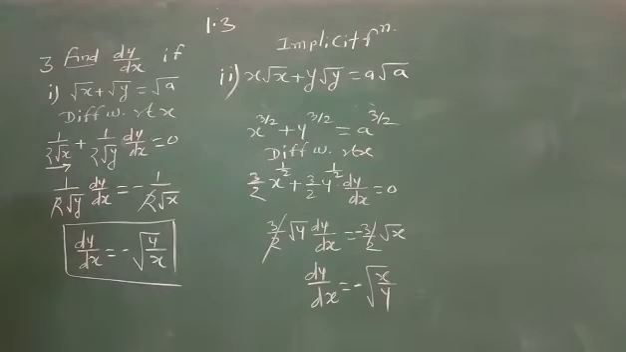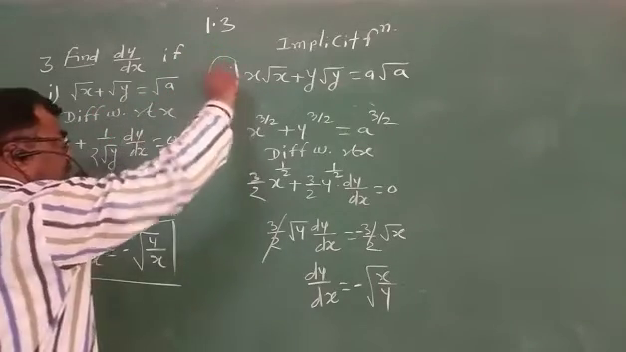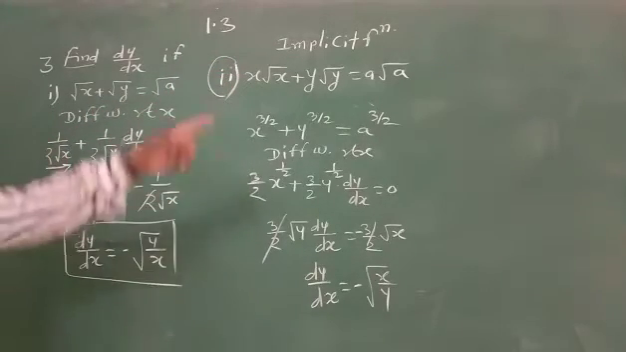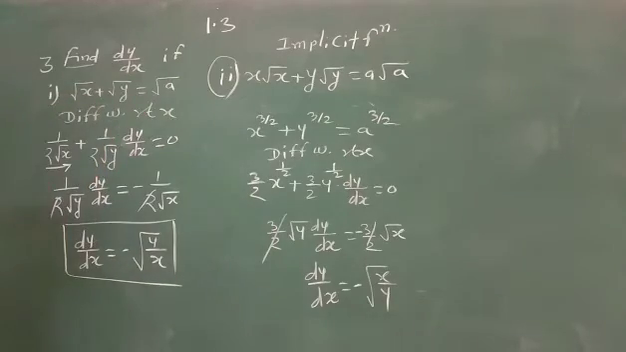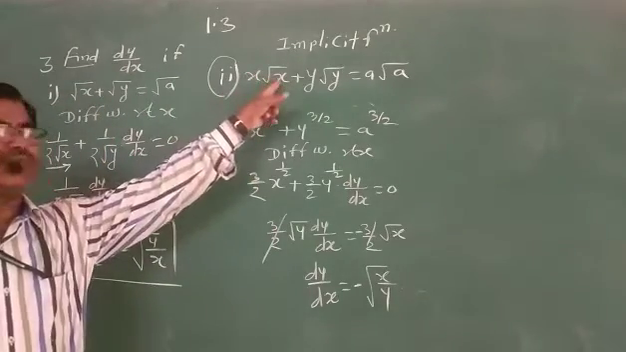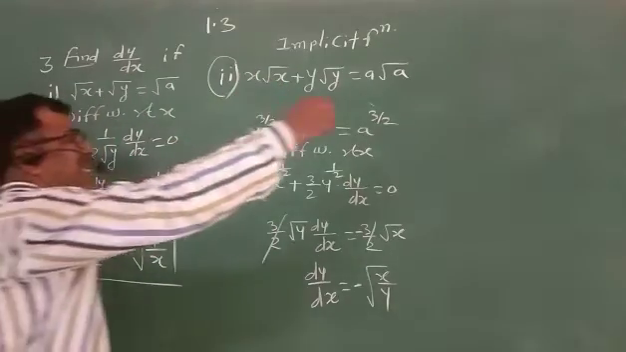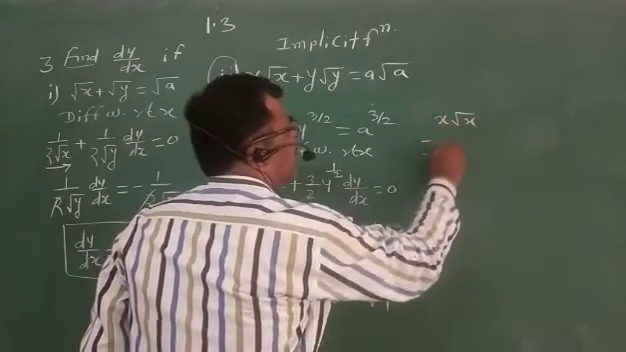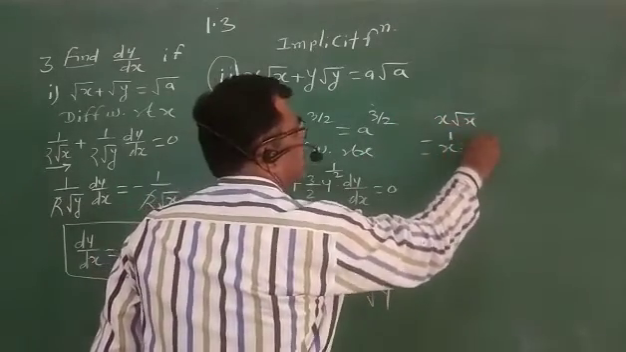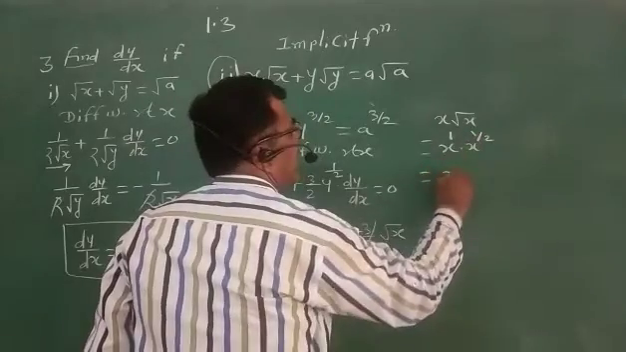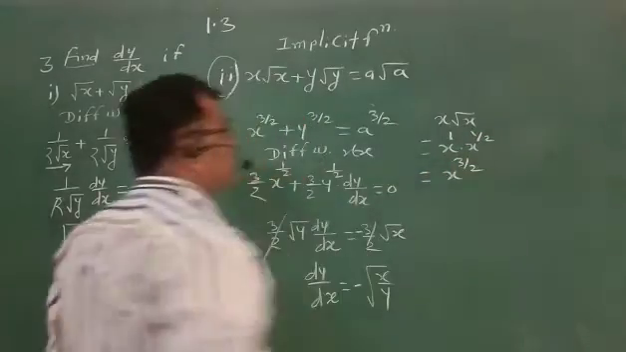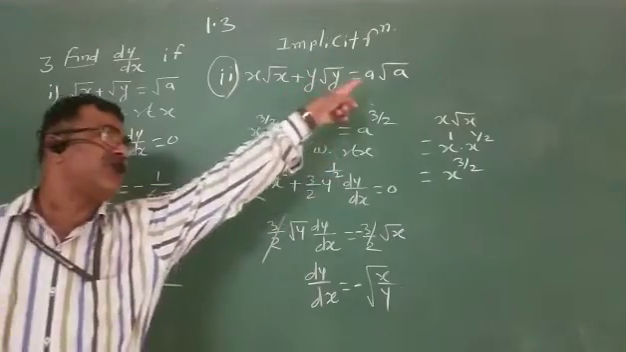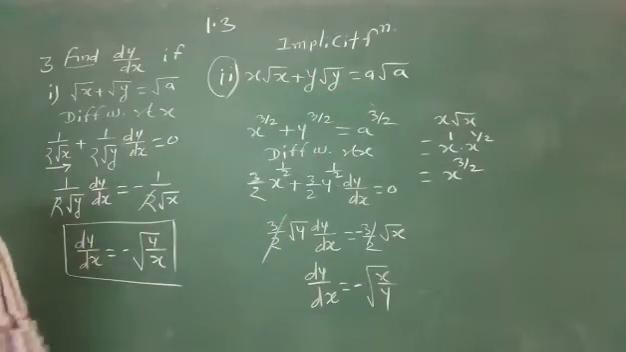Second, x root x plus y root y equals a root a. That is, x root x, by using laws of indices, equals x raised to 1 into x raised to half, x raised to 3 by 2. Similarly, y raised to 3 by 2, a raised to 3 by 2.